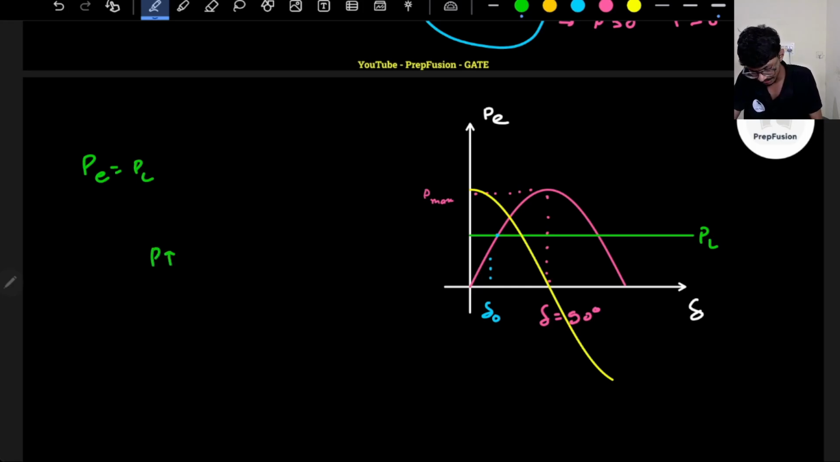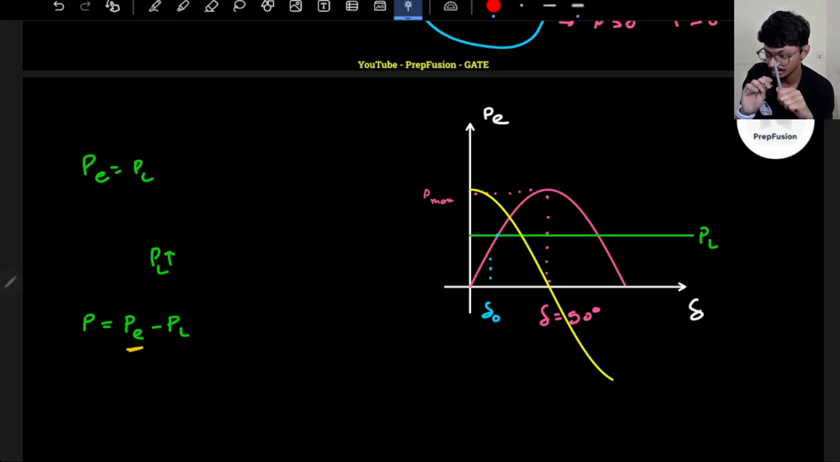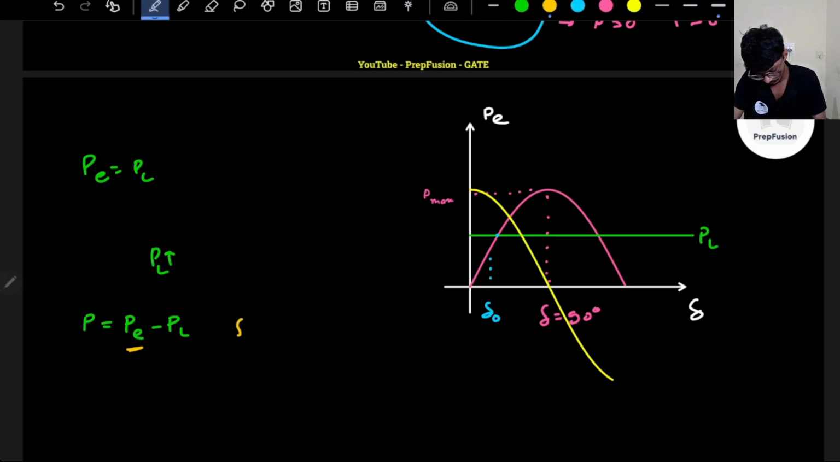Suddenly I increased my load, PL. So my overall power is PE minus PL. What do I observe? PE is still lower, right? So it will try to increase, delta will increase. For a split second, my rotor will stop and the stator field will still move. So delta is increasing.